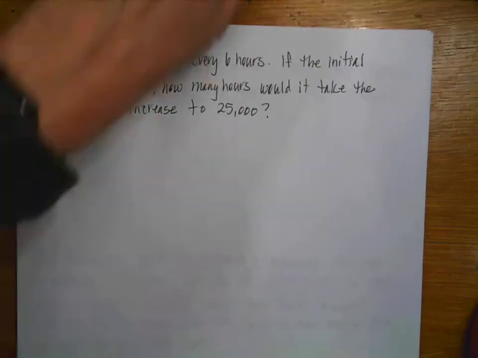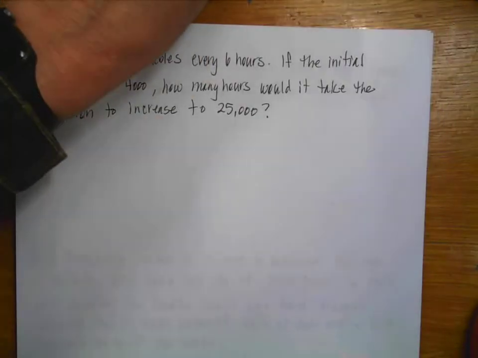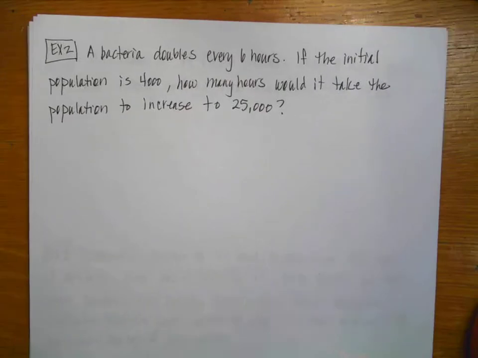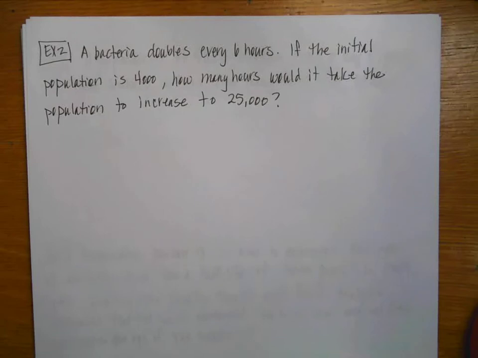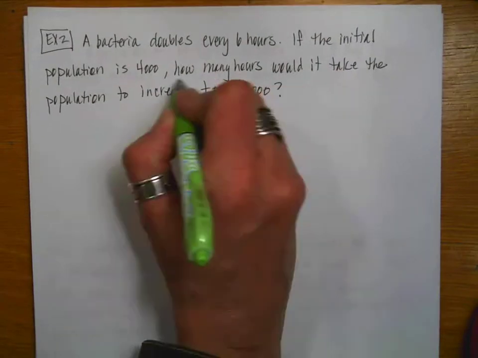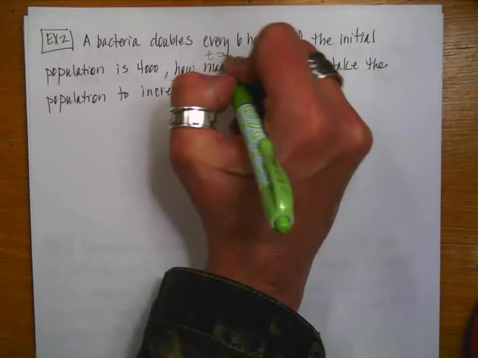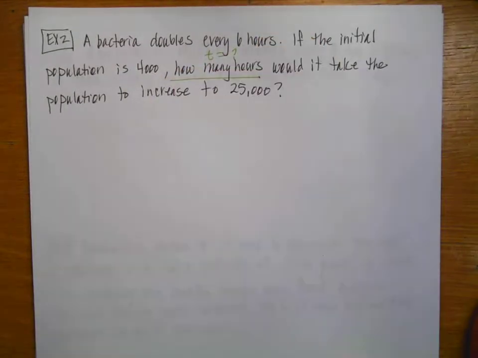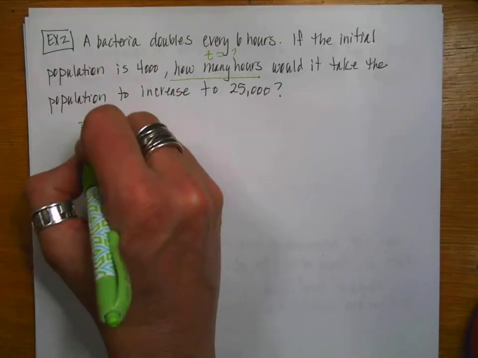Okay? So the next problem that we have, let me zoom back out. Example number 2 says a bacteria is going to double every 6 hours. If the initial population is 4,000, how many hours, so I'm looking to solve for time, would it take for the population to increase to 25,000?